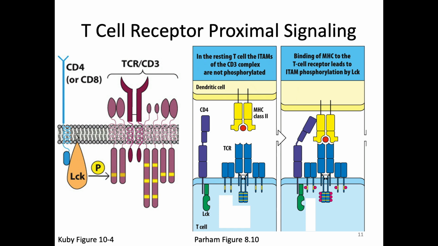And now this kinase, LCK, can add phosphates to our ITAMs. So LCK kinase can phosphorylate the ITAMs, which you can see here as being these new pink dots on the ITAMs. And so this is the first event that happens in T-cell receptor signaling.